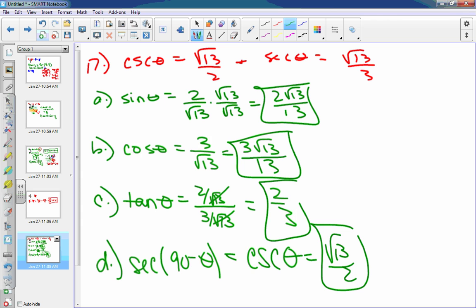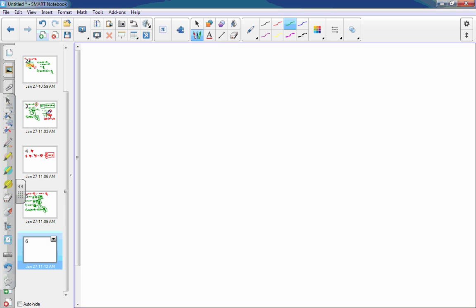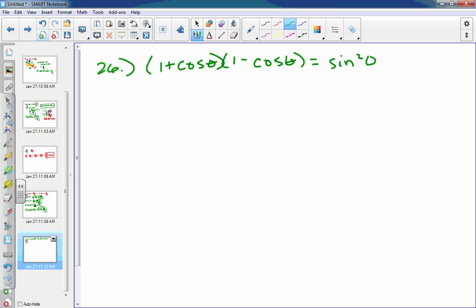Okay, the next section, which is 21 through 28 or 29. These are all your identities, your proofs. So talk to me. What do we need to do? 26. 1 plus the cosine of theta times 1 minus the cosine of theta is equal to sine squared of theta. What do you think we need to do? I would FOIL that. So if you FOIL this, you're going to get 1. What do you notice about these?